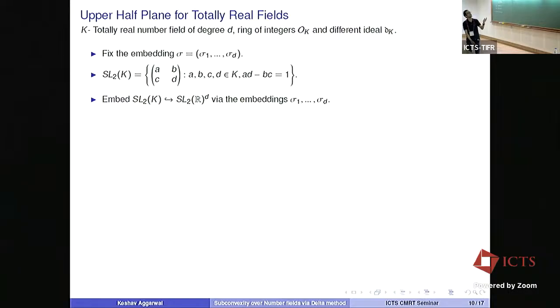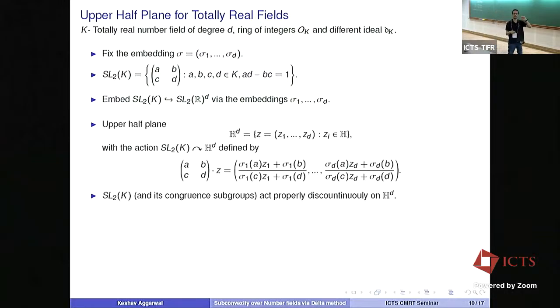So let K be a totally real number field of degree D, ring of integers O_K, and different ideal. And what we'll do is fix an embedding of this number field. Since it's a totally real number field, it has all real embeddings. You can define this group SL2(K), which is again the group of these 2 cross 2 matrices, where now a, b, c, d are in your field, and the determinant is a unit, it's not just one. You embed this in this product via the embeddings that you have fixed over here.